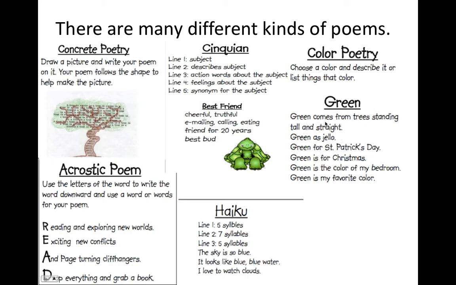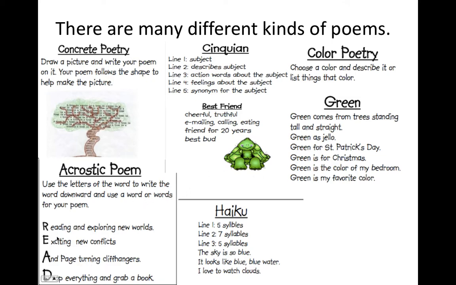It says green comes from trees standing tall and straight, green as jello, green for St. Patrick's Day. Green is for Christmas. Green is the color of my bedroom. And green is my favorite color. So that whole poem was about one color. Today we're going to do a rainbow poem, so it's going to be about a couple of colors.